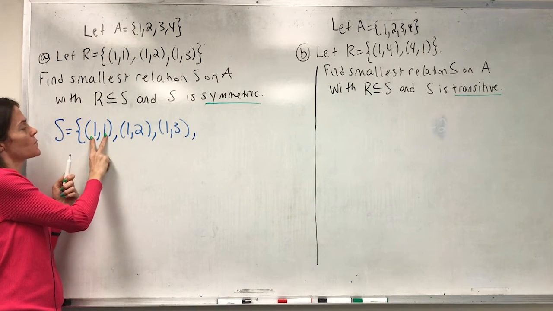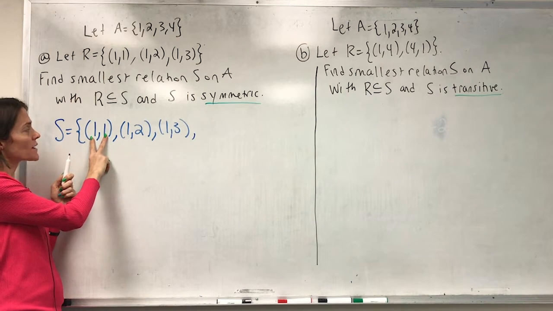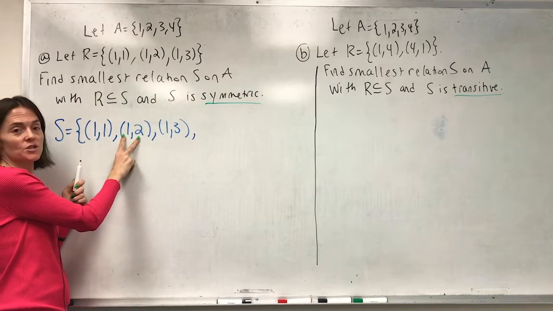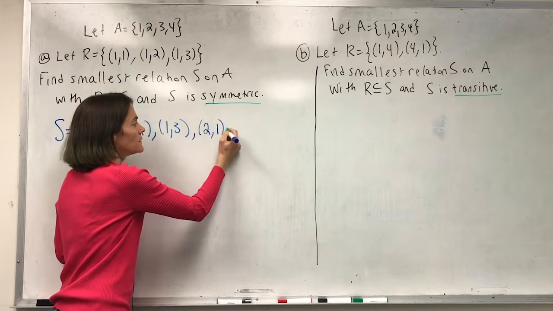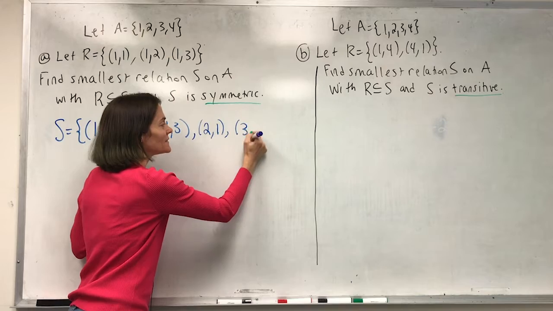So first of all, 1, 1. Well, when I interchange the first and second coordinates, I get 1, 1. Okay, that's there. This one, 1, 2, interchange, 2, 1. I need to add this. Then 1, 3, interchange, I get 3, 1.